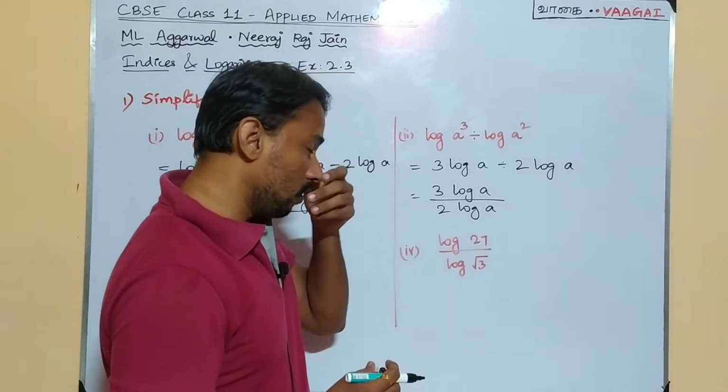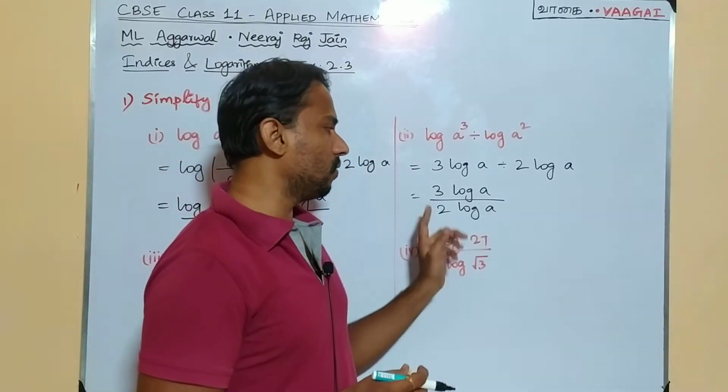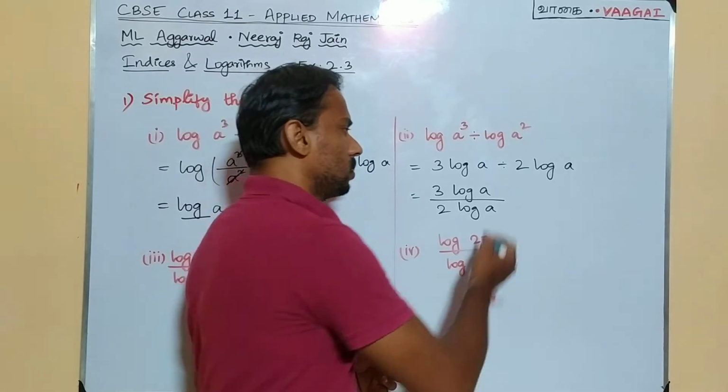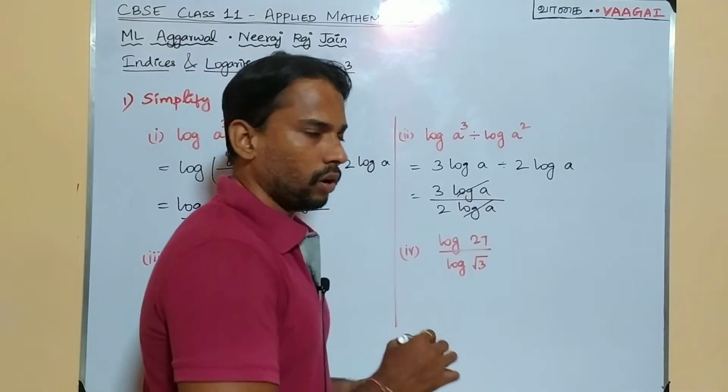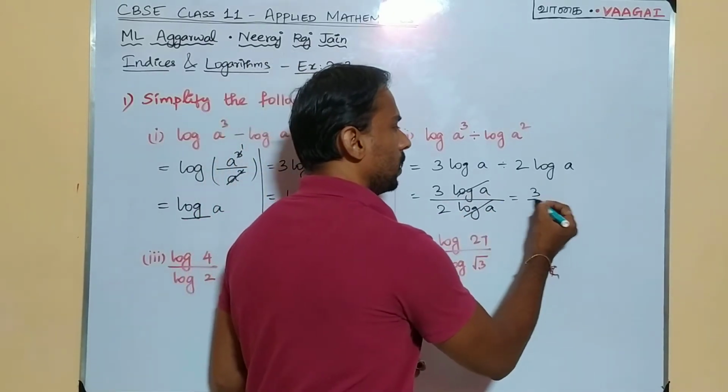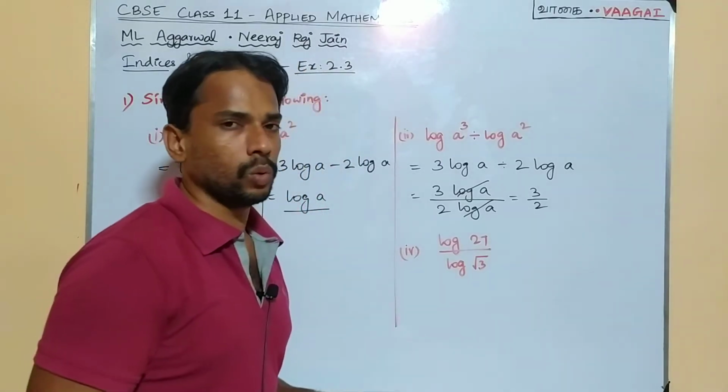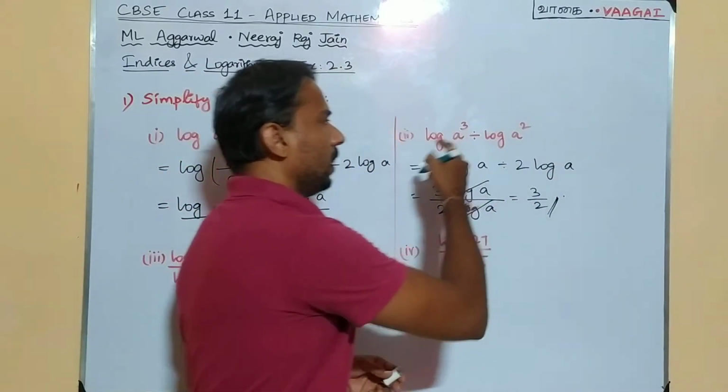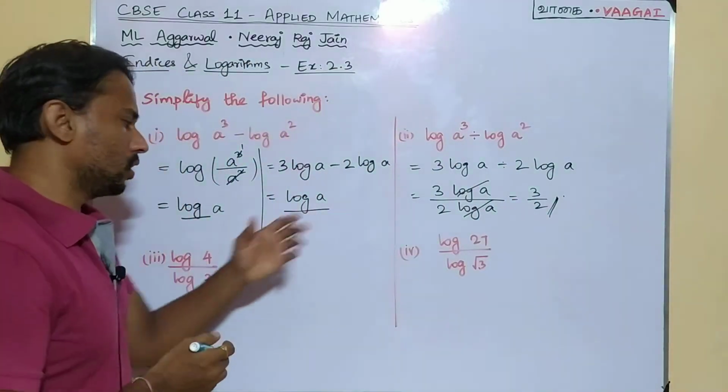So when I try to do that, I will be getting my expression like this, 3 log a divided by 2 log a. And so what happens? I can now cut log a and log a. So this will simply give me 3 by 2. So that means 3 by 2 is going to be the answer for our second subdivision, okay. I hope that is also clear to you.